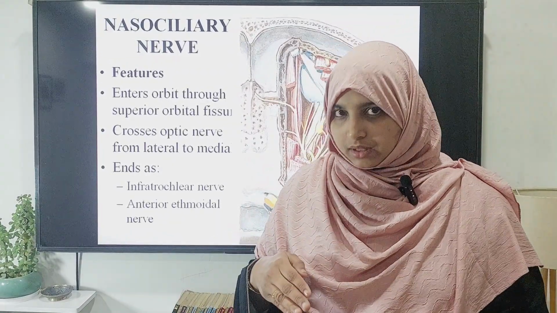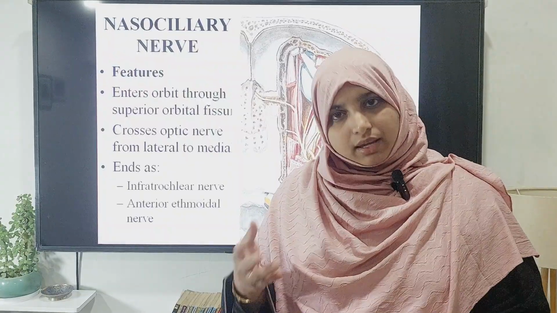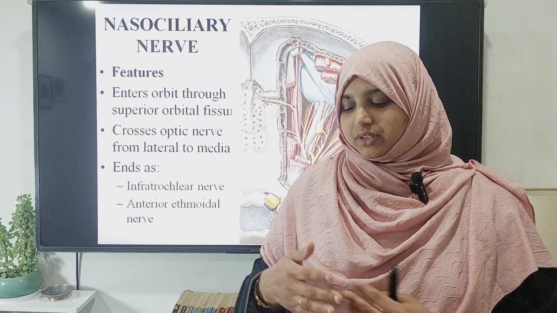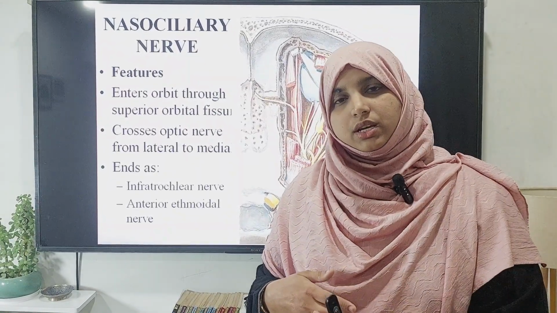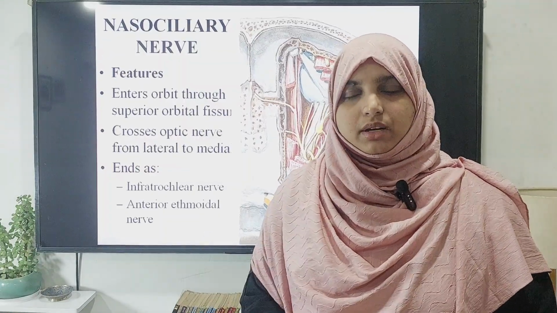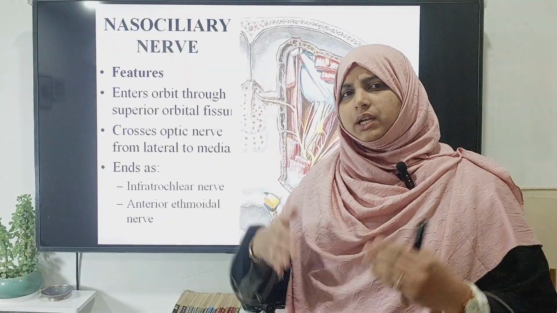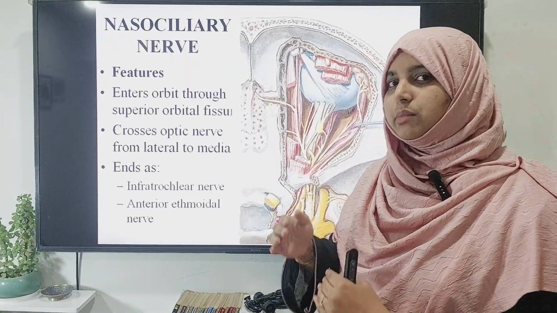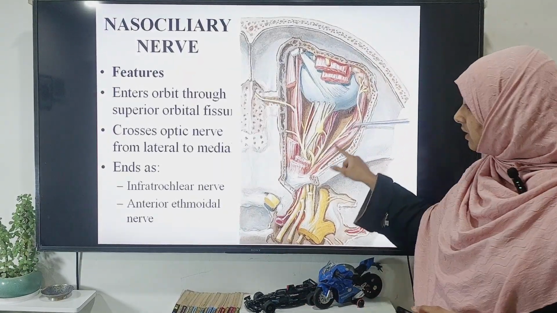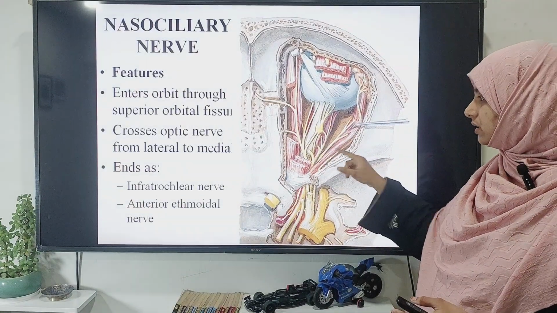You know why? That's again for the protection purpose. Okay, so if the nerve is exposed superficially, there are more chances of damage, right? So this is being protected by traveling medial to that muscle. It is always protected by the muscle. Okay, so that way we can figure out this is the lateral rectus muscle.